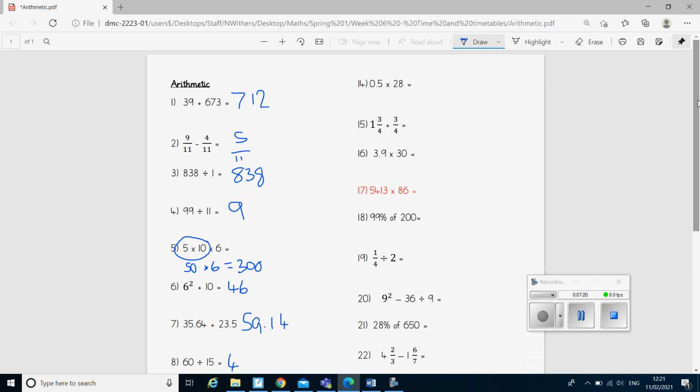Okay, question 14, we've got 0.5 times by 28. Remember, 0.5 times by something means half of something. So it's asking what is half of 28. Half of 28 is 14.